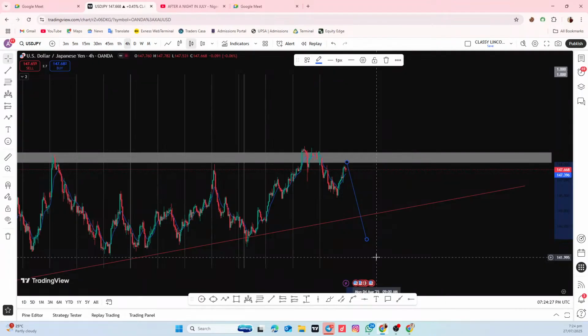All of this is going to be based on extra confirmation. Never buy or sell immediately. Let price get to your zones. Wait for price to give you extra confluence. Now, that is all for USDJPY.